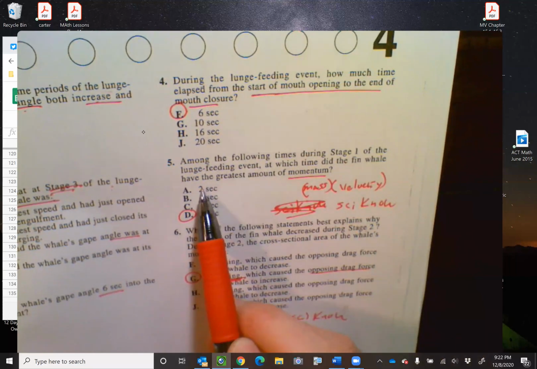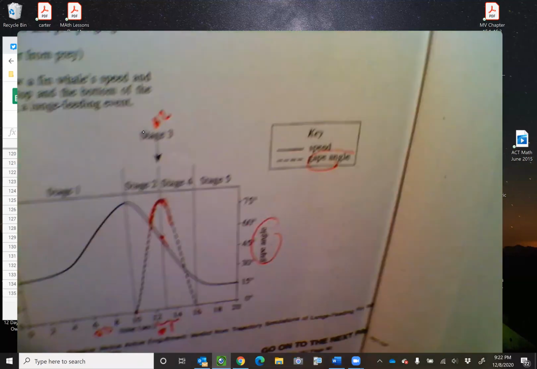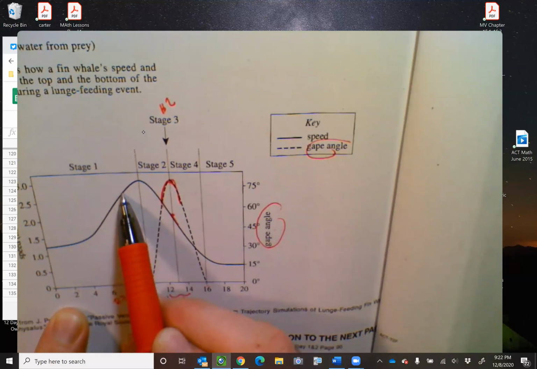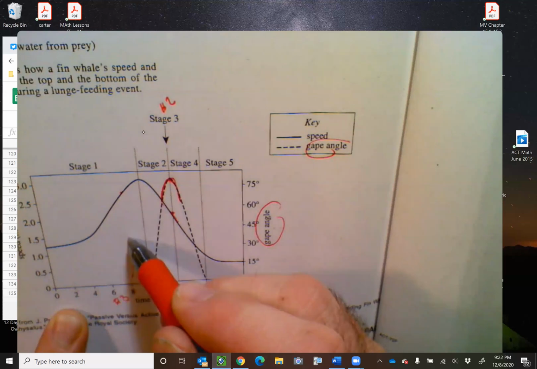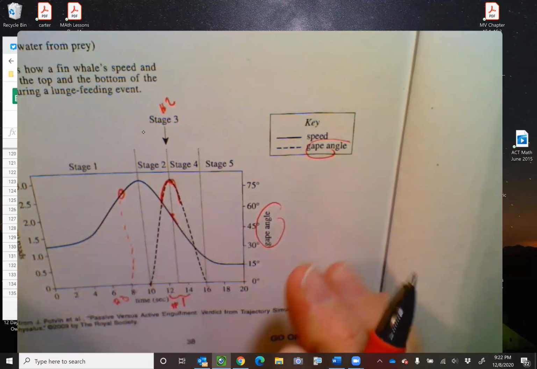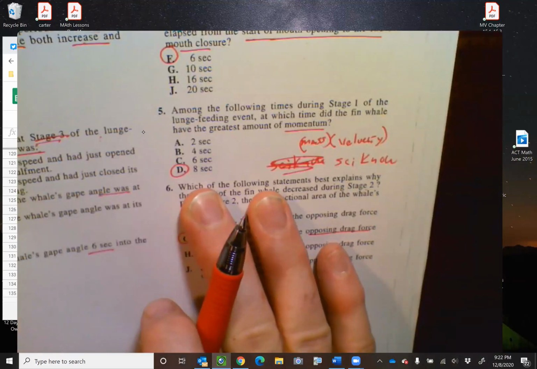So if I look at 2, 4, 6, and 8, here's 2, here's 4, here's 6, here's 8. Oh, 8 is definitely at a greater velocity than at 2, 4, or 6. So it's got to be 8 seconds.